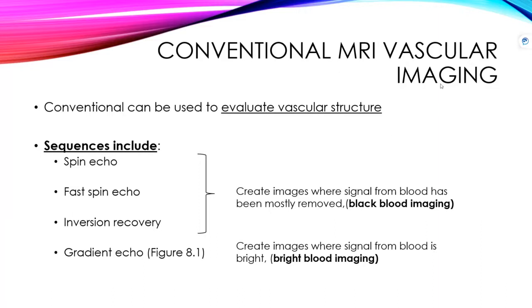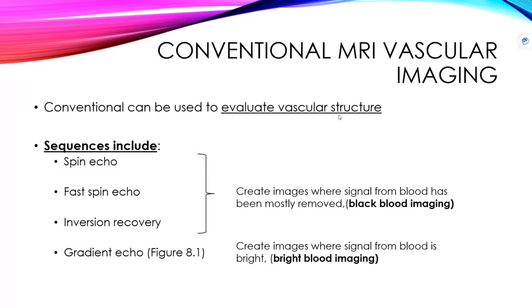Conventional MRI vascular imaging, conventional MRI. So we're using basic MRI techniques, not angiography. This is just MRI. When we were talking about pulse sequences, there was conventional spin echo and then there was gradient echo. This is more talking about, in general, we're just using regular MRI techniques, spin and gradient. So conventional MRI, not angiography, MRI can be used to evaluate the vasculature.